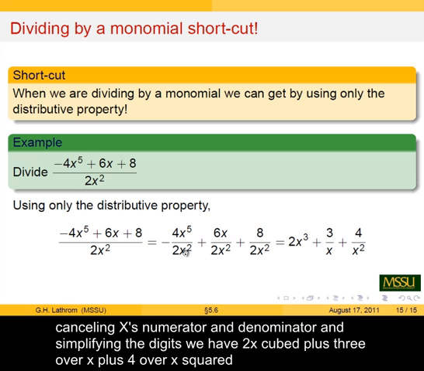Canceling x's, numerator and denominator, and simplifying the digits, we have negative 2x cubed plus 3 over x plus 4 over x squared.